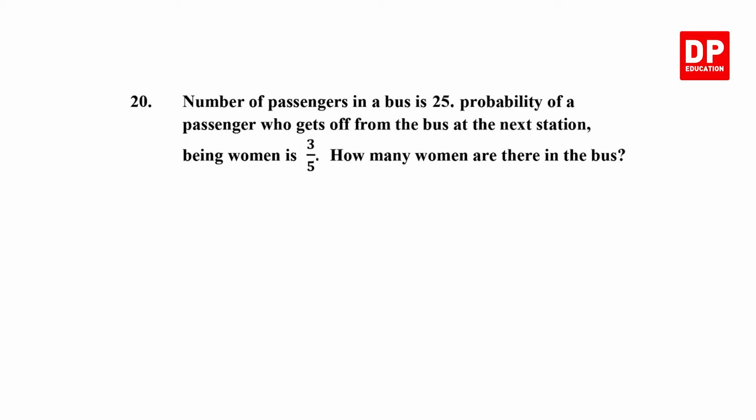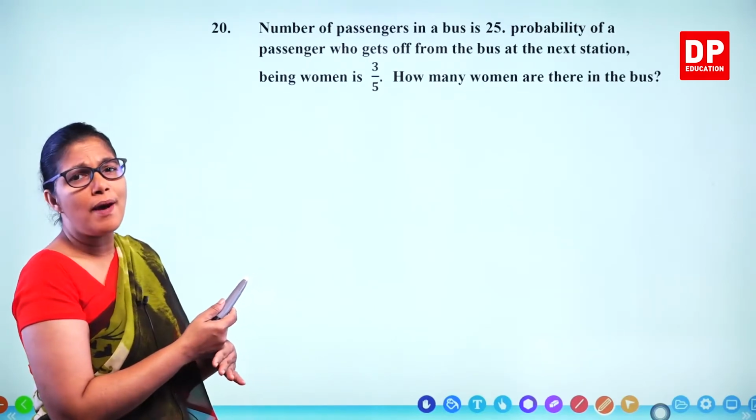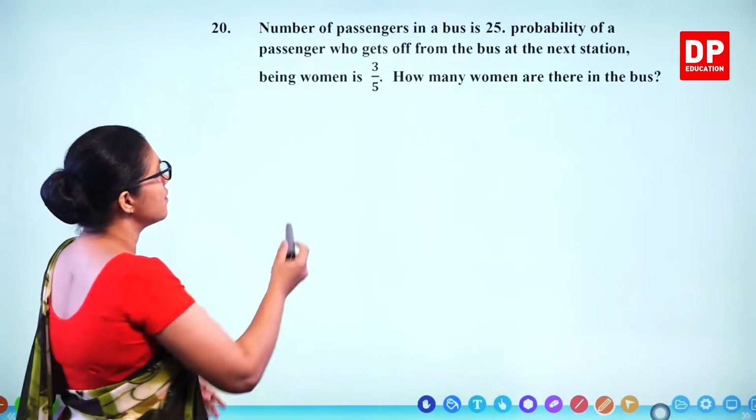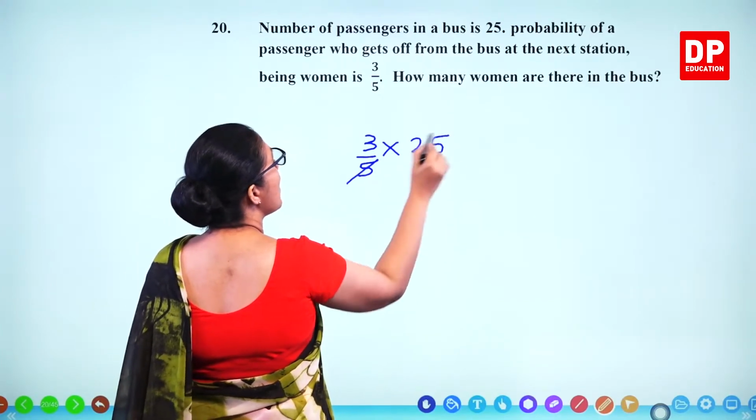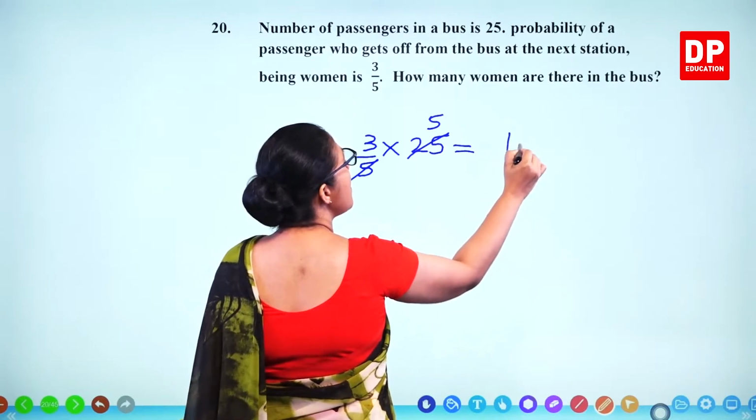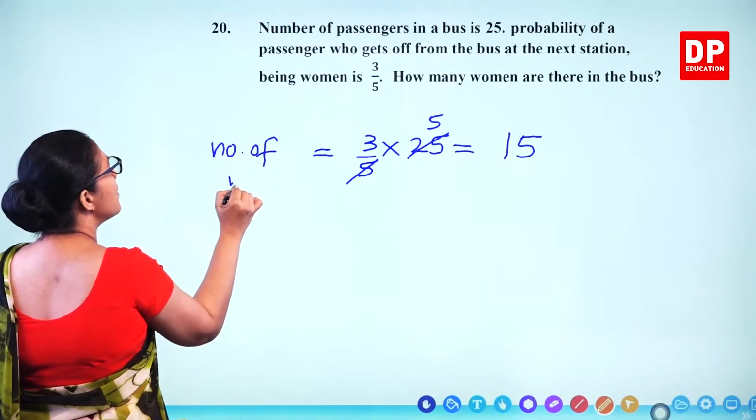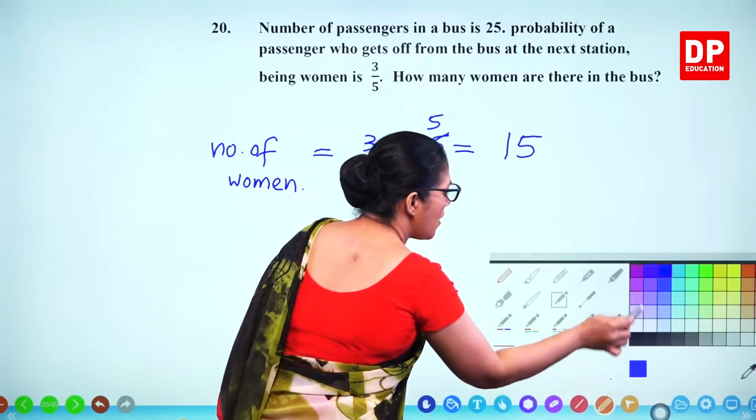Question number 20. Number of passengers in the bus is 25. Probability of a passenger who gets off from the bus at the next station being women is 3/5. How many women are there in the bus? So altogether 25, 3/5 are women. So 3/5 into 25. So 5 times 5, 5 times 3, 15 women. You can write number of women. So 2 marks for that.